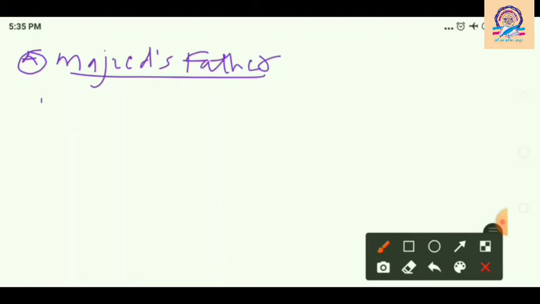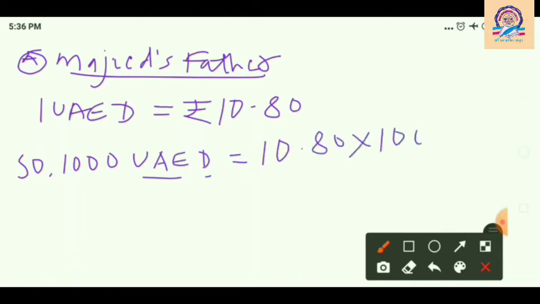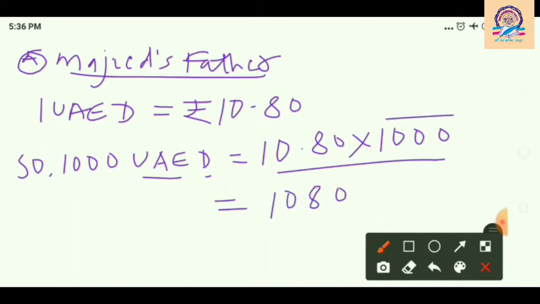Now I will write 1 UAE dirham makes how many rupees? From the table you can write it. It is 10.80 rupees. So 1000 UAE dirham is equal to 10.80 multiplied by 1000. Now it's a simple multiplication. Just write 10.80 as 1080, and how many zeros are here? 3 zeros. So 1, 2, 3. Put 3 zeros in the product.